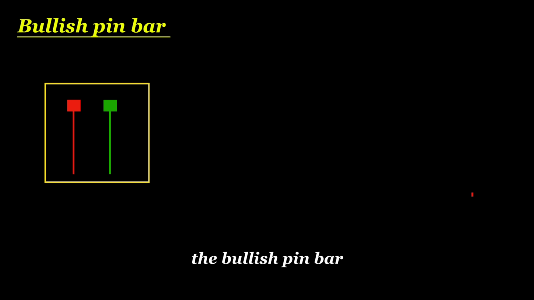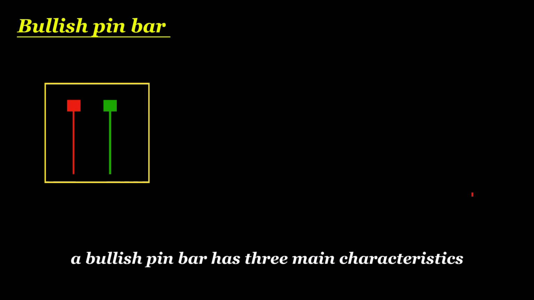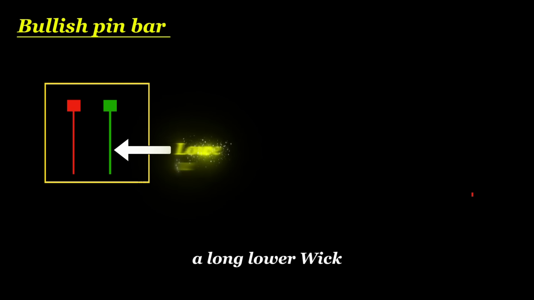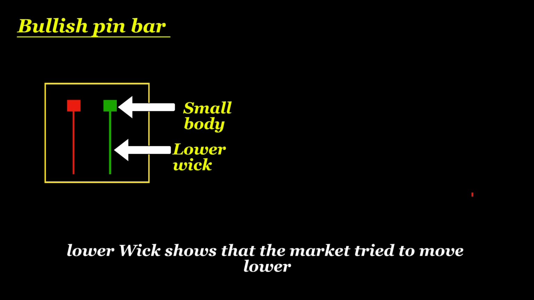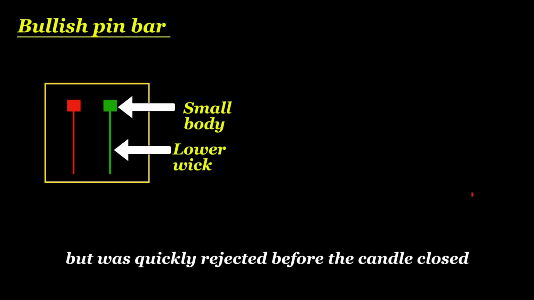Let's start with the first candlestick pattern, the bullish pin bar. A bullish pin bar has three main characteristics: a long lower wick, a small body near the top of the candle, and little or no upper wick. The long lower wick shows that the market tried to move lower but was quickly rejected before the candle closed.